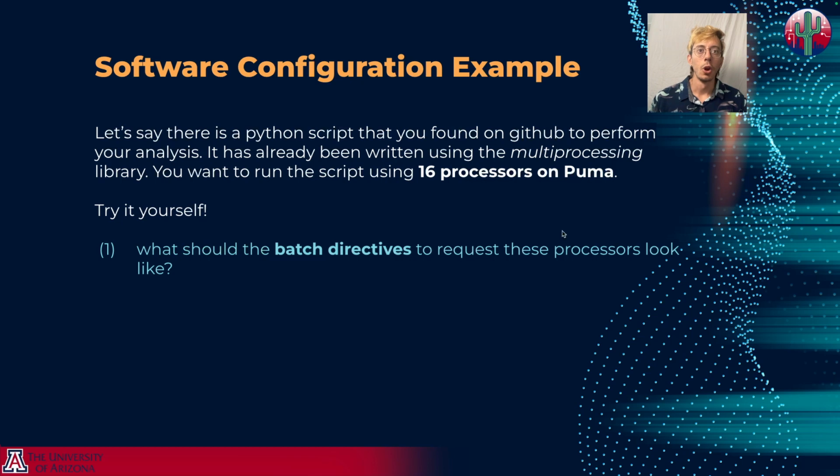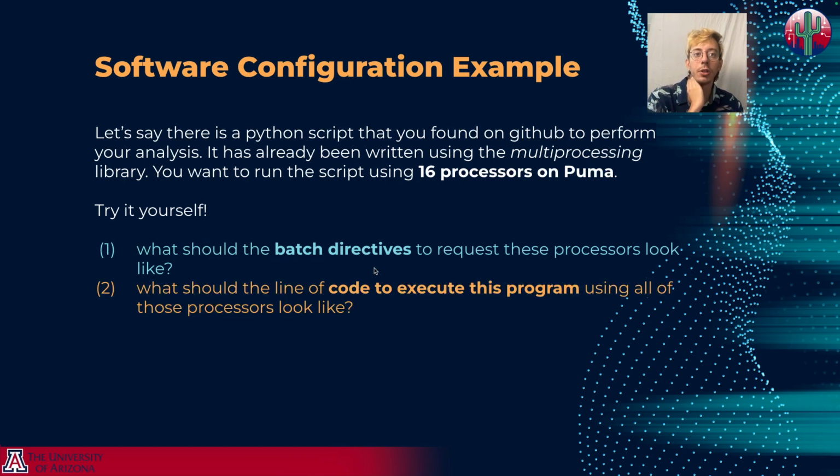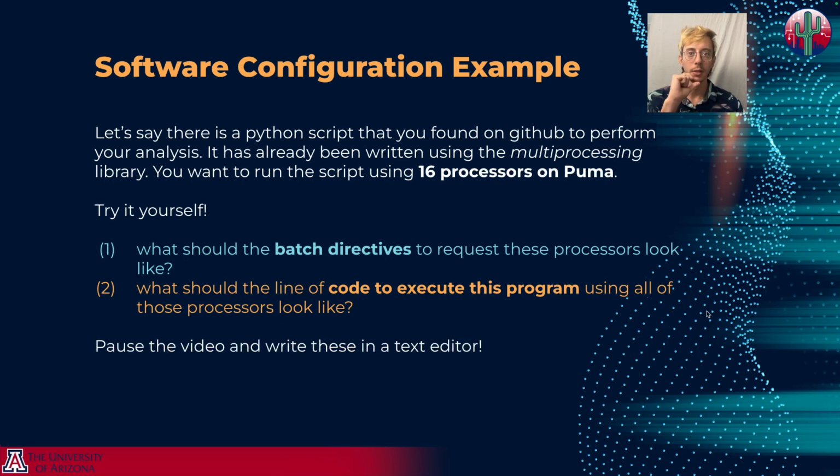So try it yourself. Let's say we're going to write a batch script. What should the batch directives to request those processors look like? Go ahead and try and write that down. And what should the line of code in order to execute this program using all 16 of those processors look like? So we want two things here. We want the batch directives to request the resources, and we want the line of code in order to execute the program in a way that actually uses all 16 of those processors. So if you want to participate, go ahead and pause the video and write these down in a text editor. Basically, we're writing our batch script for this job.